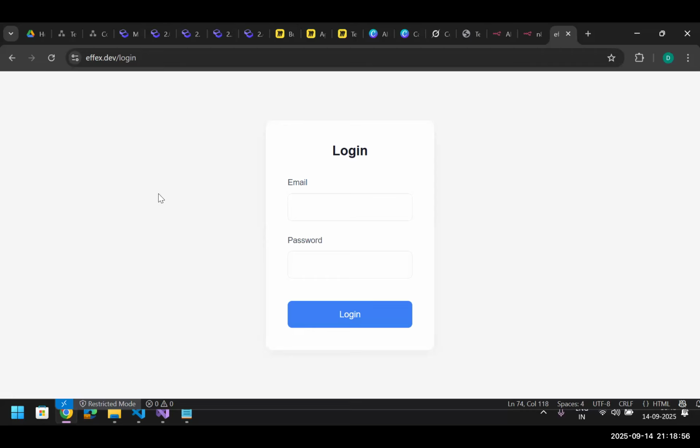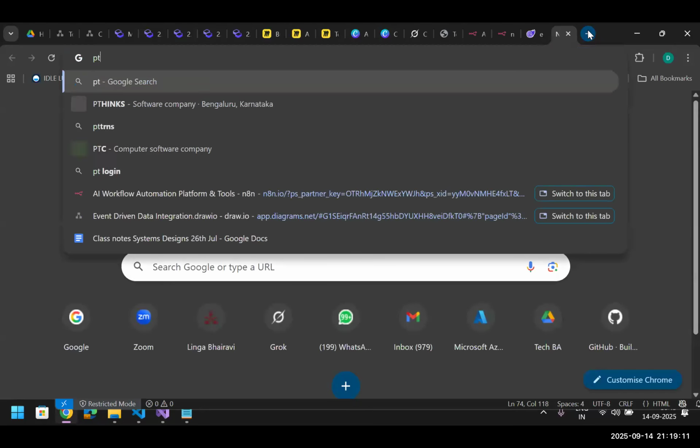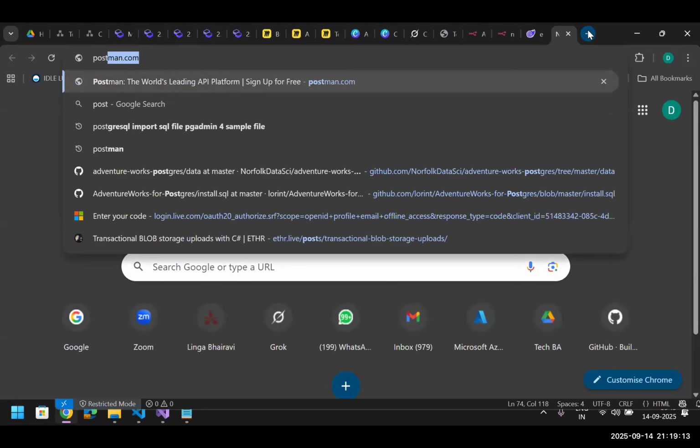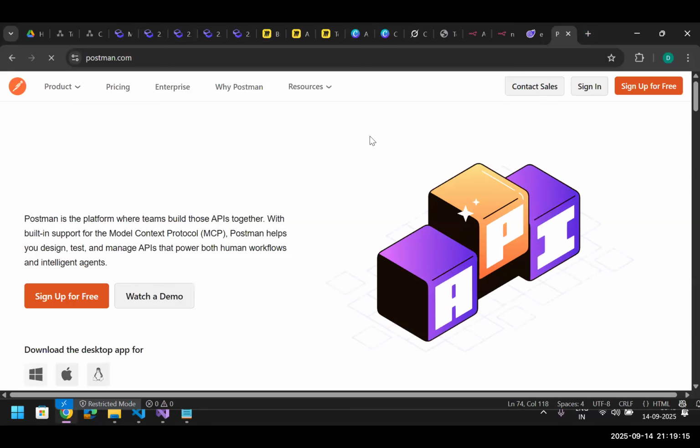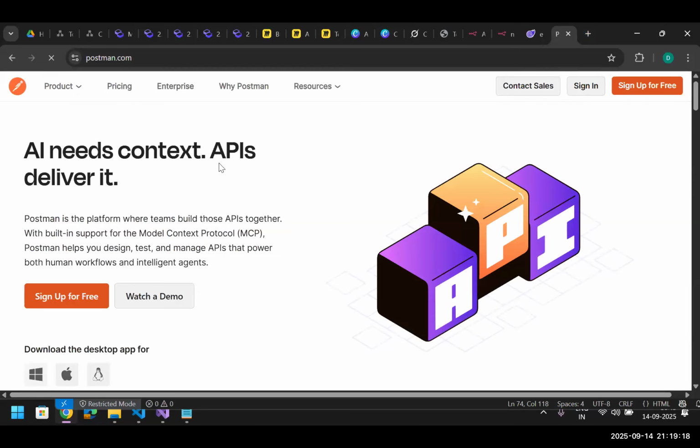There is a front end. Maybe there the order will be placed, and then the API is going to take that order. API is a backend, a technical component. Maybe you're talking about Postman, yes, Postman. This is where we can test the APIs. API is nothing but application programming interface.